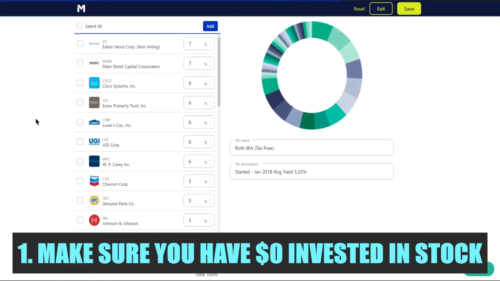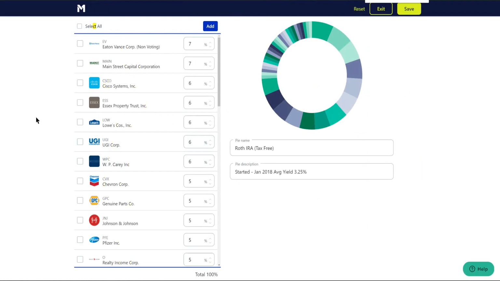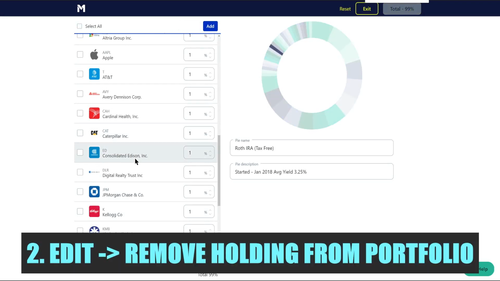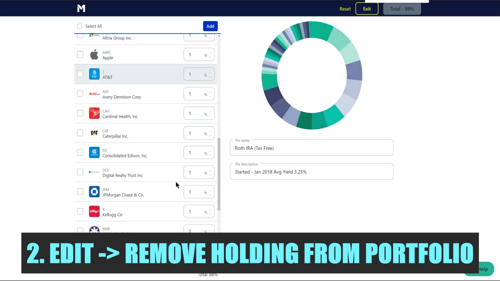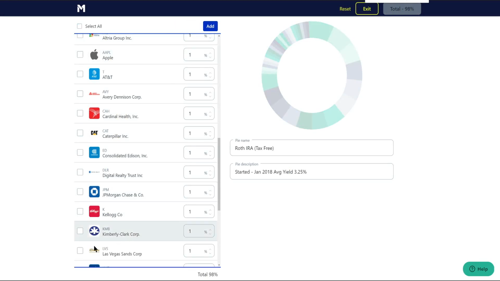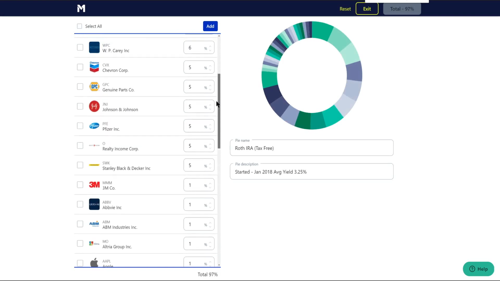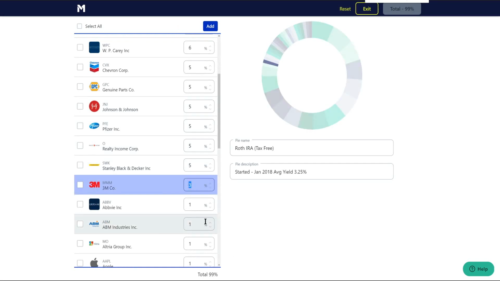Otherwise, what's going to happen is, if you go in here and type in CTBI, I'm going to remove that one, and we're going to look for Lancaster and remove that one, and the last one there is LVS, and we're going to remove that one. Now my total is 97, so I'm just going to bump something up. We'll bump up 3M to 4% there.